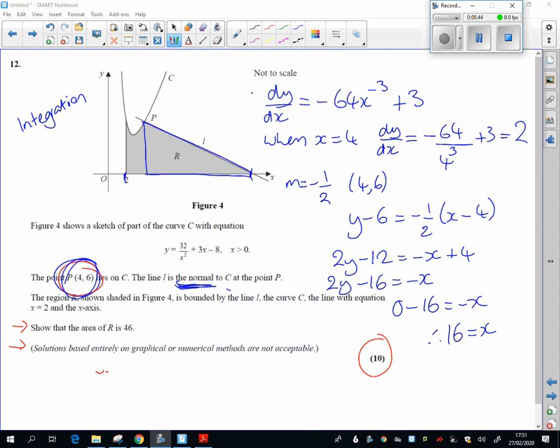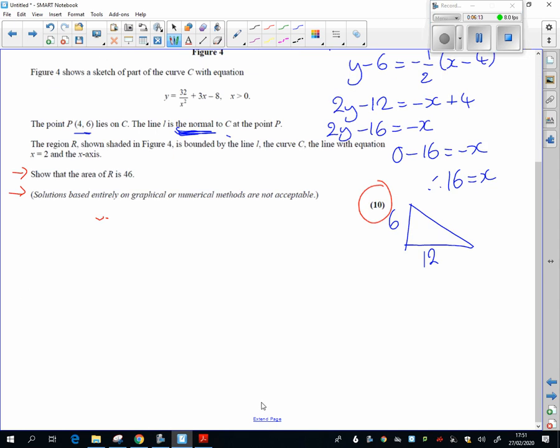So I was told in the question that x was 4 at P. I now know that x is 16 there. I know that y is 6 at P, so I know that's a height of 6. So I've basically got a triangle with a height of 6 and a base of 12. Okay, so let's give ourselves a bit more space.